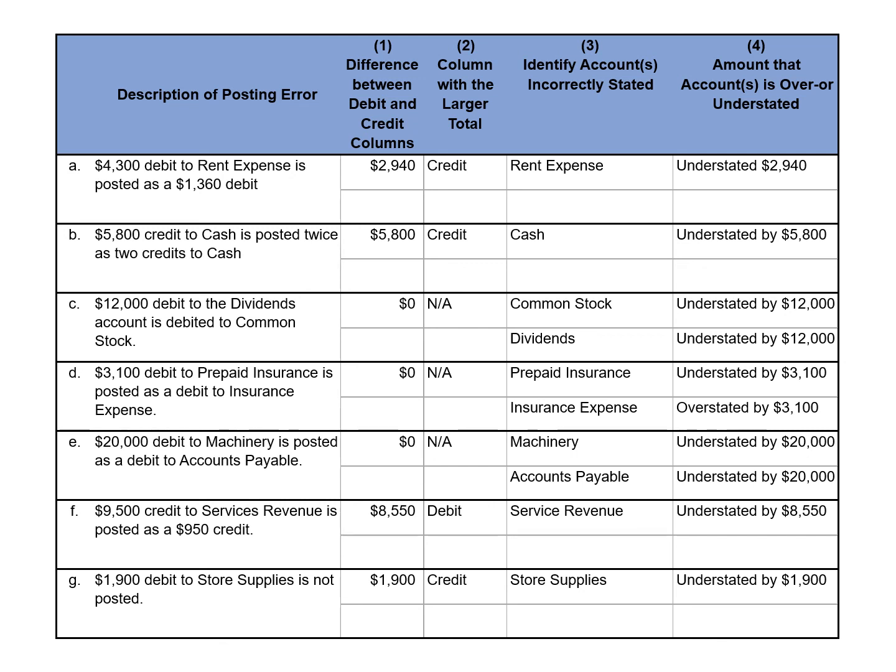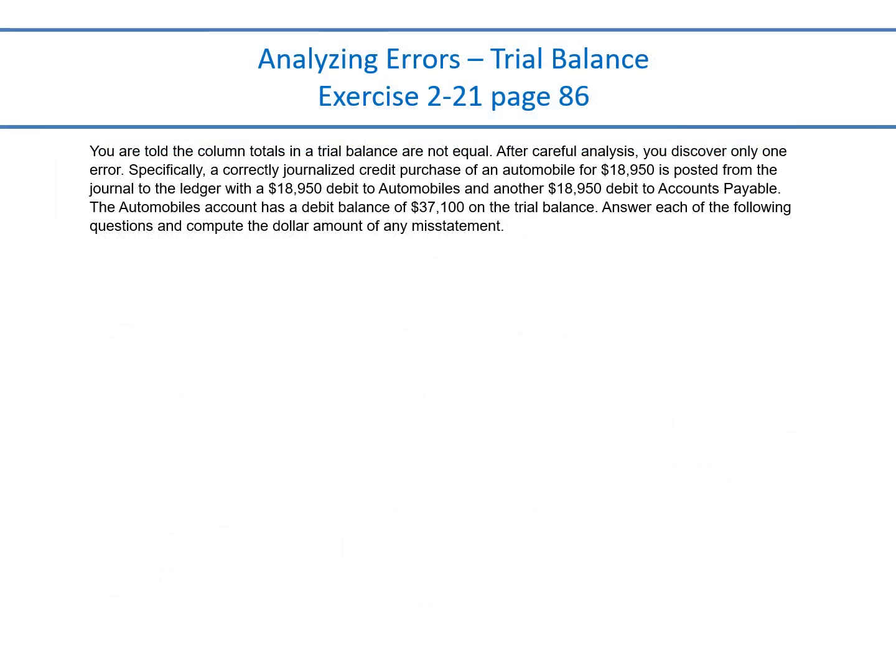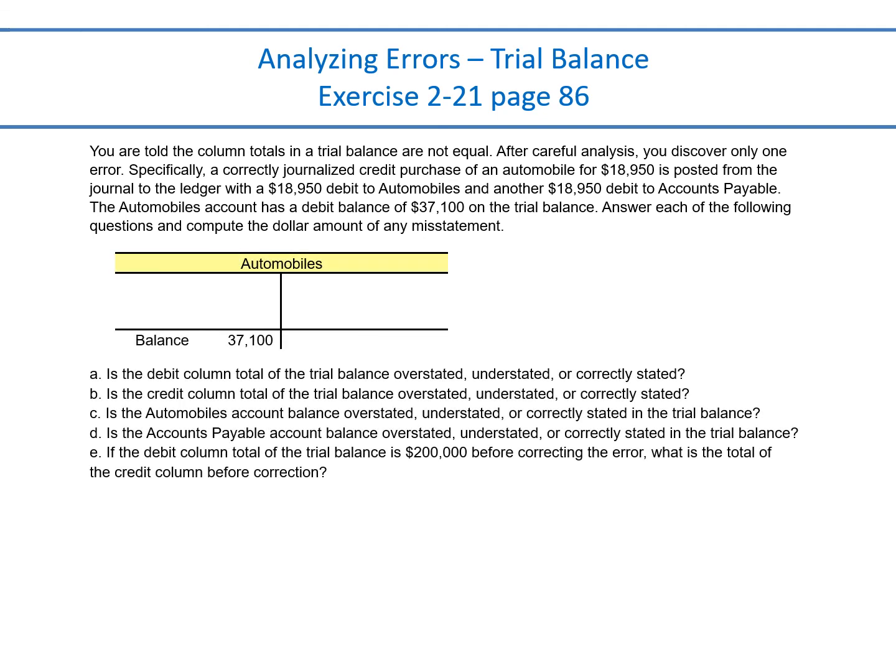Let's look at one more, and it's a different way to look at these, at analyzing posting errors. Okay, so analyzing errors again, here's another example that we're going to look at and work through in a little bit of a different manner. So we're told that the columns in a trial balance don't equal. And after careful analysis, we discovered that a journal entry to purchase an automobile was correctly recorded, but it just got posted erroneously. And so they're asking us to answer each of the following questions about this error. And we're going to look at it and answer it by using T accounts.